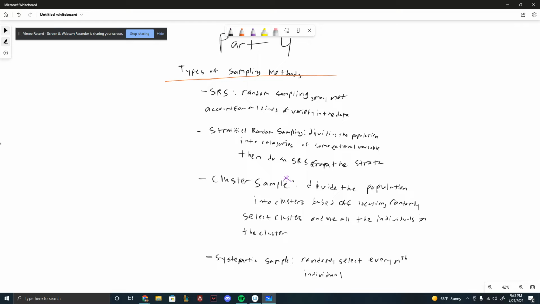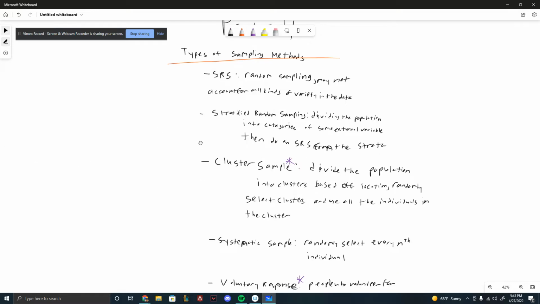Now let's talk about a cluster sample. A cluster sample is basically when you divide the population into clusters based off location, and then you randomly select clusters and use all the individuals in the cluster. This is basically used when doing an SRS is too complicated because maybe it's not as accessible and not as practical. So an example would be a factory manager wanting to see how his boxes of chips are doing.